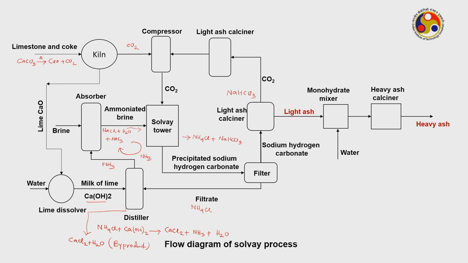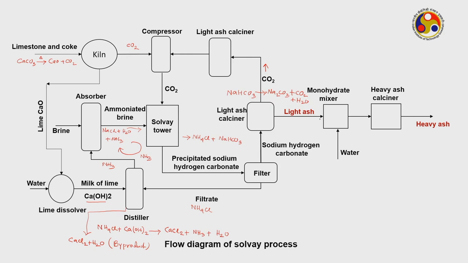So if it is heated, this is formed to Na2CO3 plus CO2 plus H2O. So that's why this CO2 escapes here. Then the remaining you form the light ash. So you calcine it, and separate the soda ash and light ash.